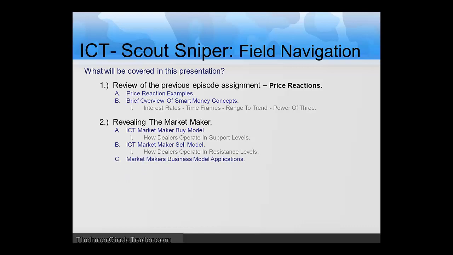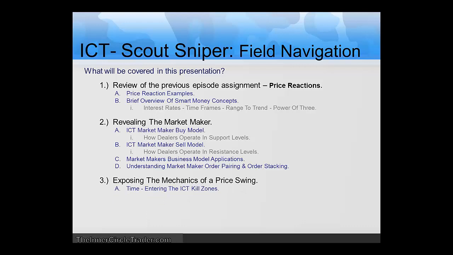We're going to be looking at how the market maker business model works in application. We're going to be looking at understanding how the market maker pairs orders and how orders stack around key levels. Okay, we're looking at exposing the mechanics of a price swing, and we're going to look at more of the time and especially working around the ICT kill zones. And we're going to be looking at the London kill zone specifically and the New York kill zone.